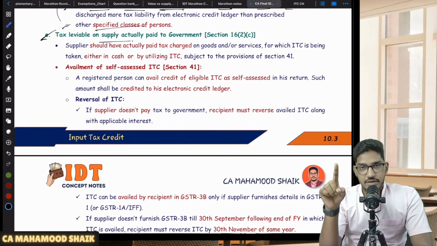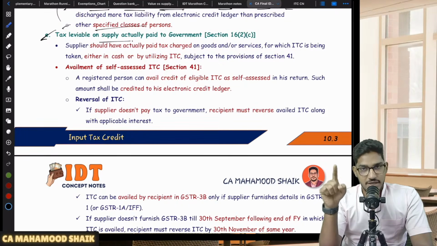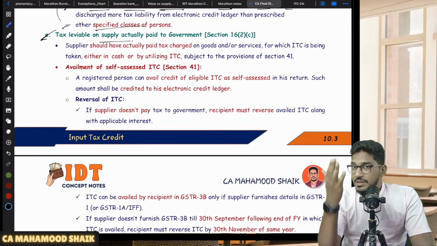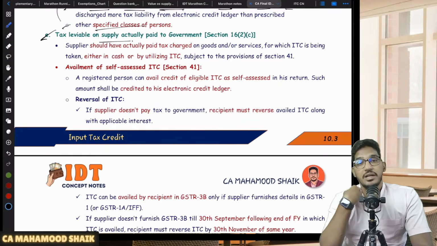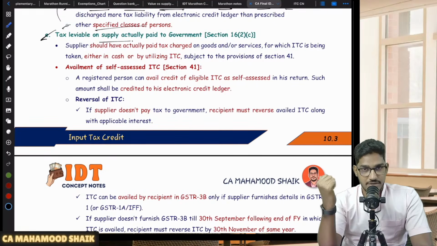As a recipient, you are claiming ITC, no? That amount should have been paid by the supplier to the government. The supplier should have paid the GST to the government, then only they will allow you to take input tax credit. Suppose the supplier made a supply and gave you a tax invoice. Sir, I made the payment also. I am a recipient, sir. I made payment to my supplier also. But that supplier is not paying the GST to the government, sir. Then will my ITC also be restricted? Yes, then also you can't claim the input tax credit.